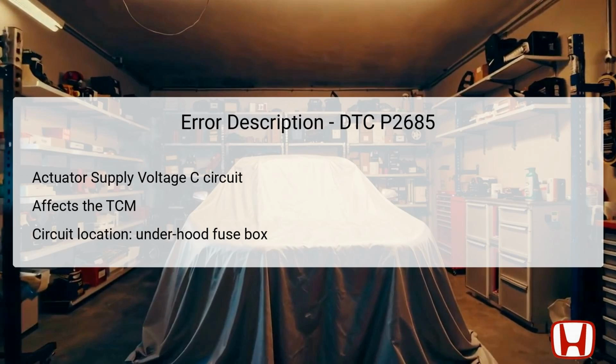The circuit infrastructure primarily includes wiring that connects the TCM to the underhood fuse or relay box, making it susceptible to potential wiring or connection issues. This visibility into both the errors and the components affected will better assist technicians in addressing the underlying failures.